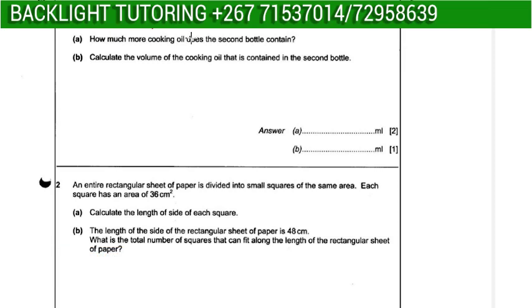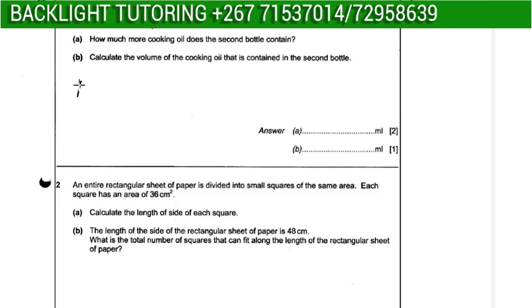Question 1 says there are two bottles of cooking oil. The first bottle contains 750 milliliters of cooking oil and the second bottle contains 8% more cooking oil than the first one. A says how much more cooking oil does the second bottle contain? We will look at percentage and ratio.